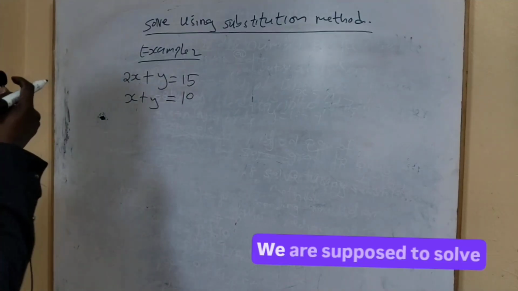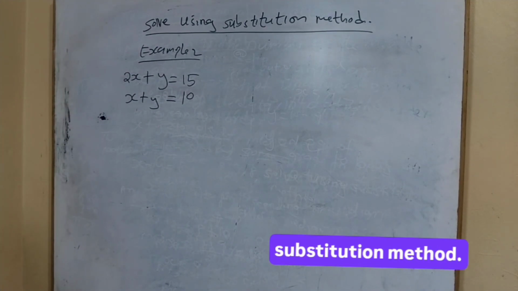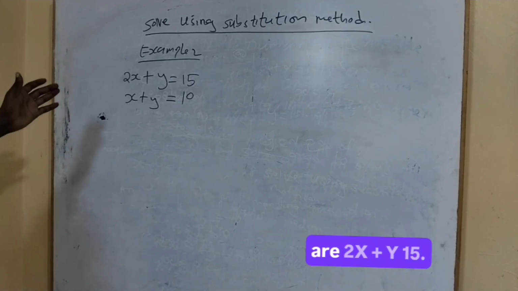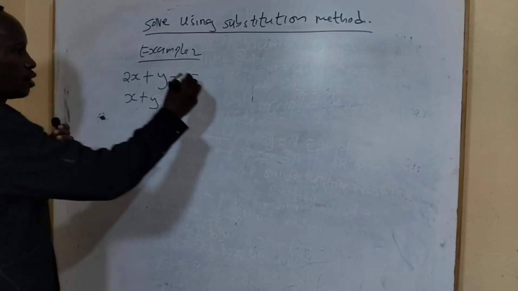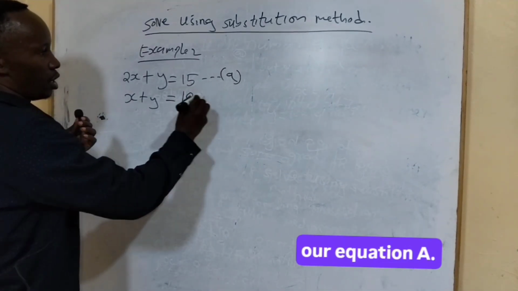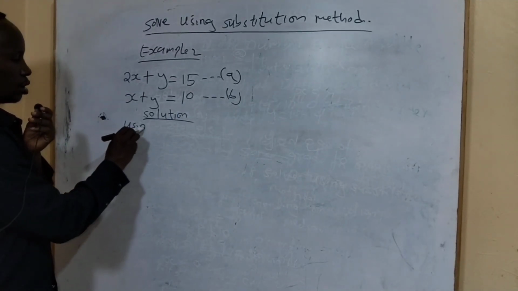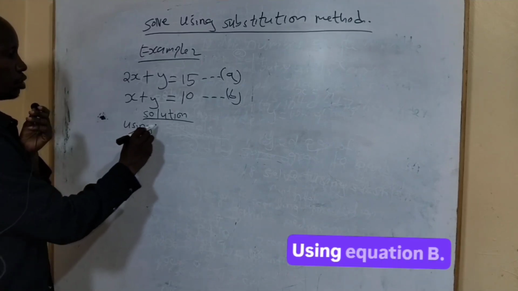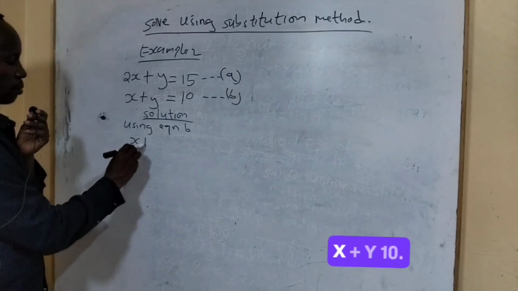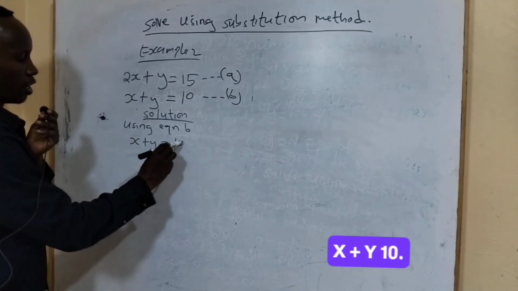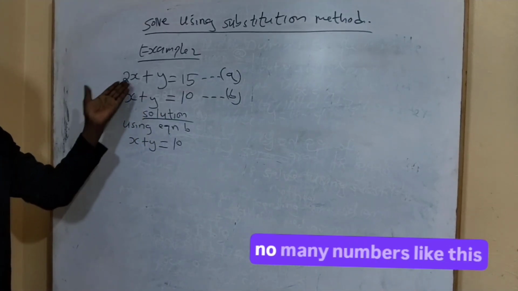We have example 2. We are supposed to solve the simultaneous equations using the substitution method. So we have our simultaneous equations as 2x plus y is equals to 15, x plus y is equals to 10. So let us make this one our equation A, this one our equation B. Let us use equation A, or we can use equation B, there's no problem. Using equation B, x plus y is equals to 10. I'm using equation B because it is easier to arrange it, because there are not many numbers like this one.